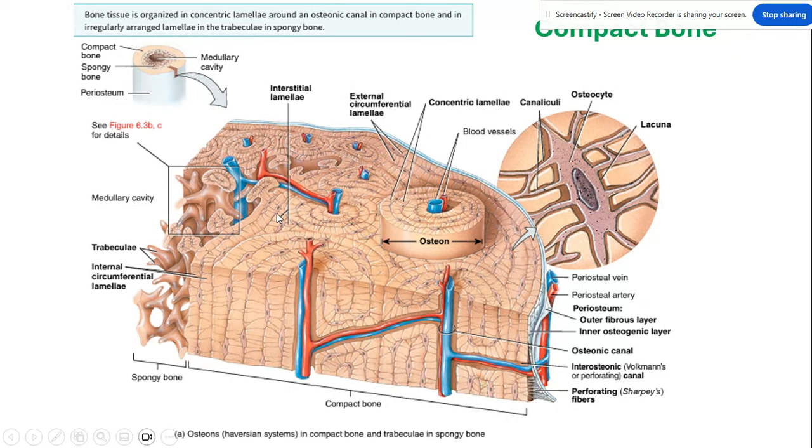This here in the middle is interstitial lamellae. Now this is external circumferential lamellae. These are concentric lamellae, very important for the matrix. This here is the osteon. Now these two are blood vessels. This here is canaliculi. This is osteocyte. This here is lacunae. This is the periosteal vein and periosteal artery. This here is periosteum, outer fibrous layer, and this is the inner osteogenic layer. This here is the osteonic canal. This here is the interosteonic, Volkmann's or perforating canal. Here are perforating Sharpey's fibers. So this whole part is compact bone. This here is trabeculae within the spongy bone. These are all lamellae. Here, as you can see, that is also a lamella.